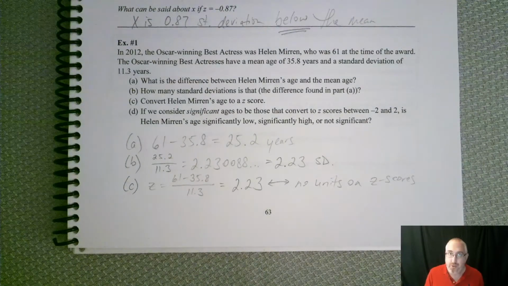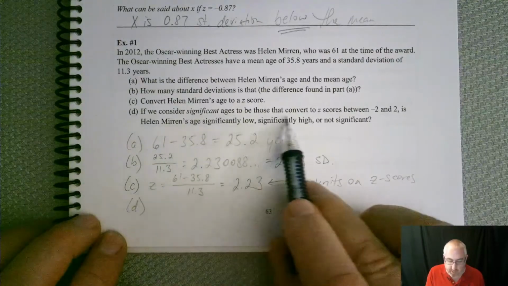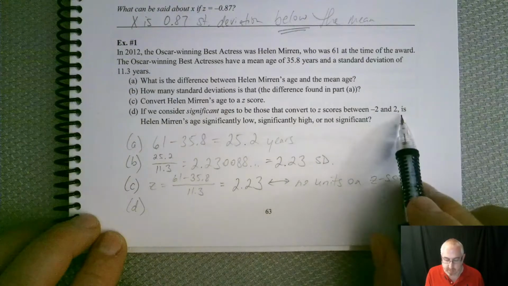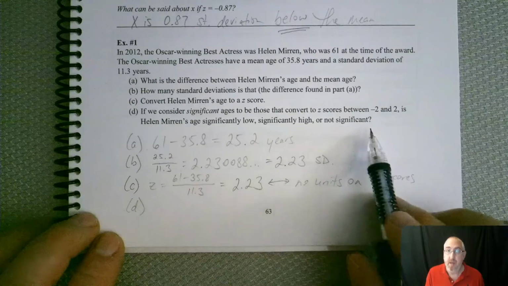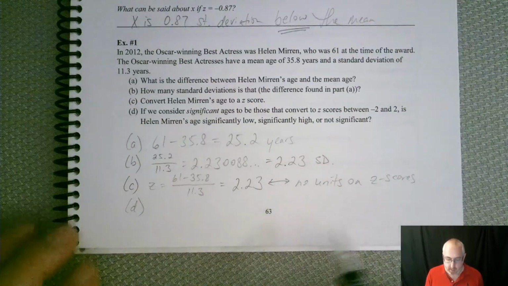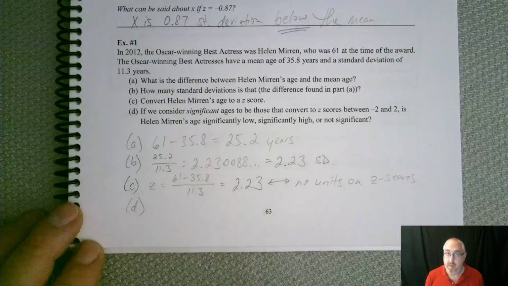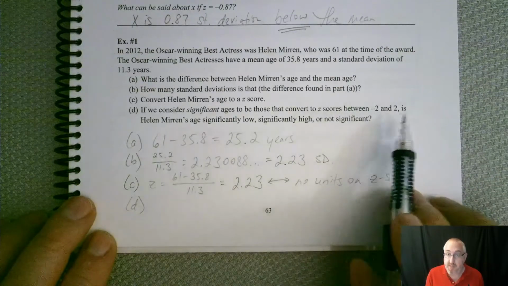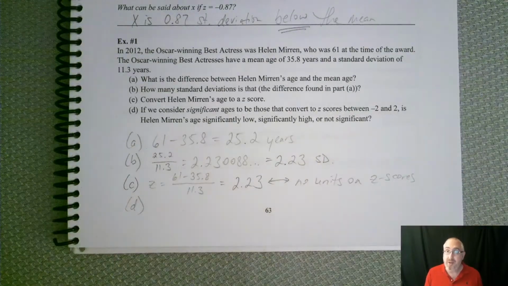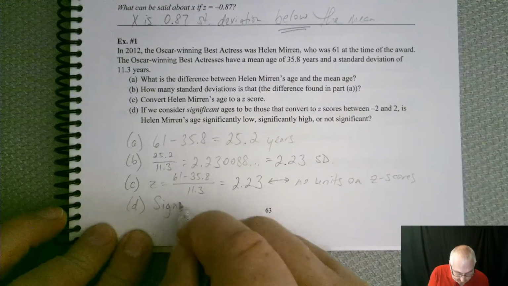All right, now the interesting question. D: if we consider significant ages to be those that convert to z-scores between -2 and +2, is Helen Mirren's age significantly low, significantly high, or not significant? How does this value of 2.23 compare to those cutoffs? That's what we really want to know. We should be able to see that it's bigger than 2, and because it's bigger than 2, that puts it way up in the high range of values. So this will be significantly high.